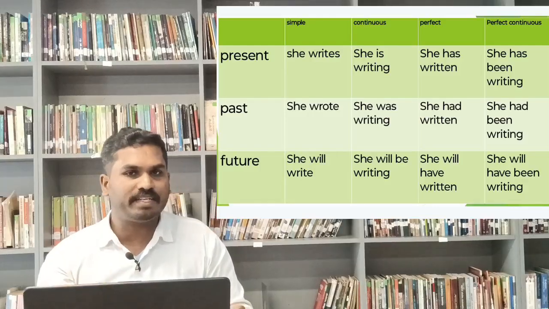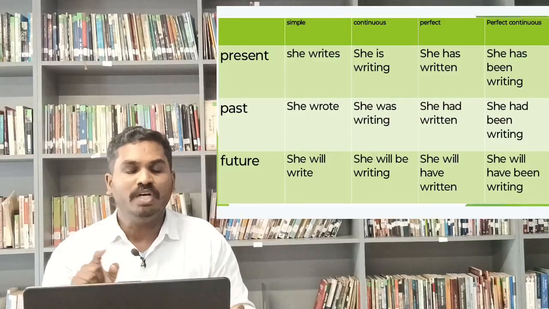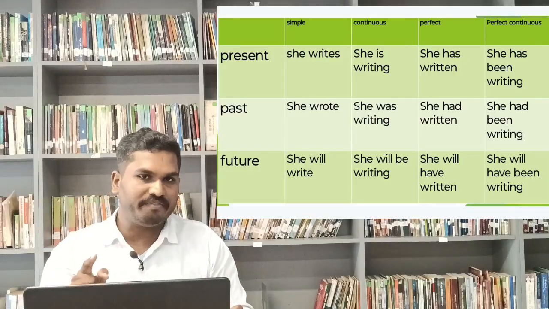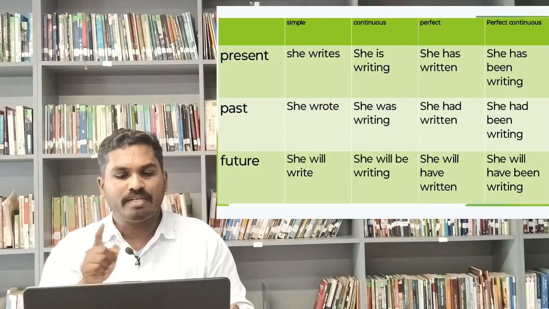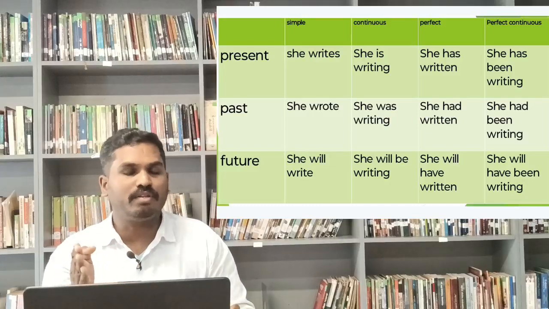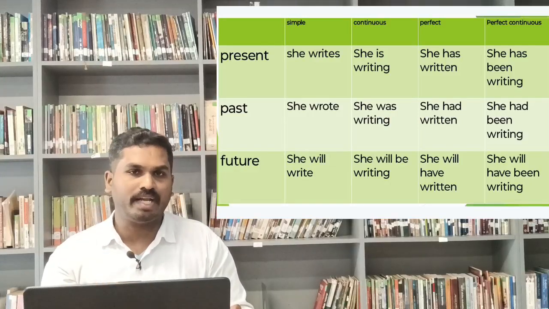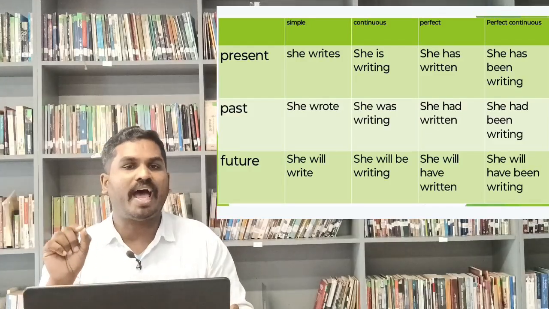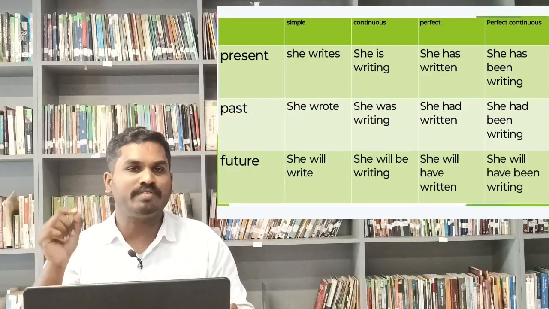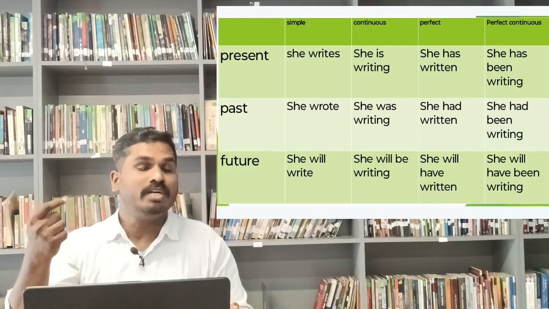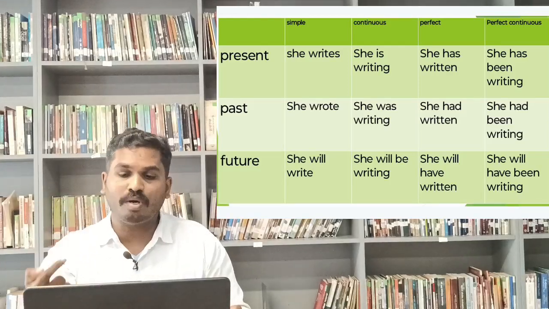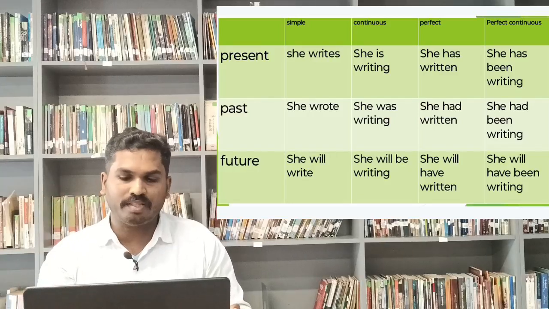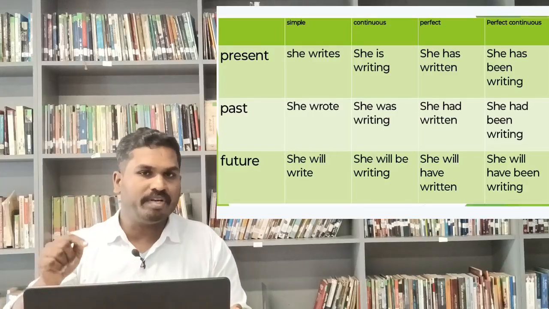When it comes to the past perfect tense, it is changing into she had written. So the has or have we have seen in the present perfect is changing into had. So she had, and yes, the third form of the verb, written, with the had. So she had written. Then when it comes to the perfect continuous tense, she had been writing. The only change from the present perfect continuous into the past perfect continuous is that has is changing into had. Okay, the only thing which is changed between these two.